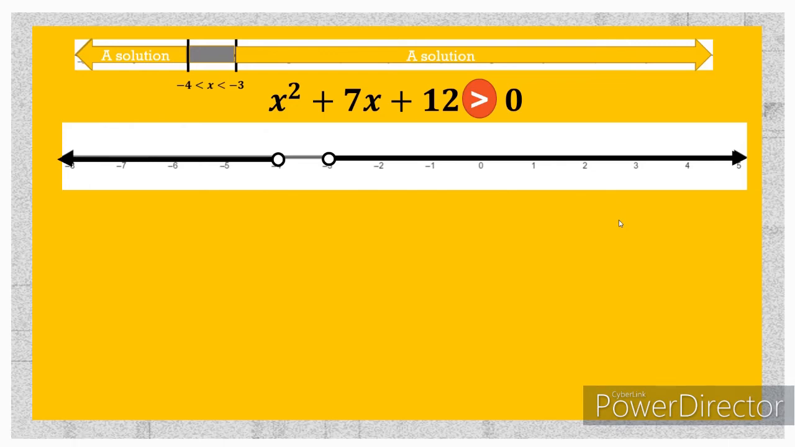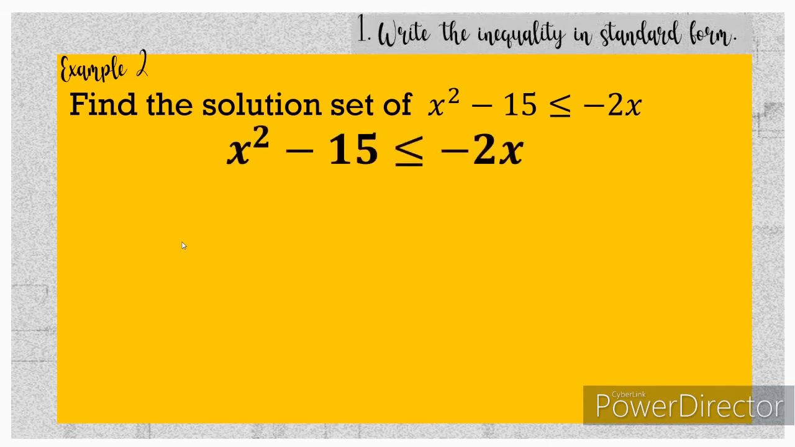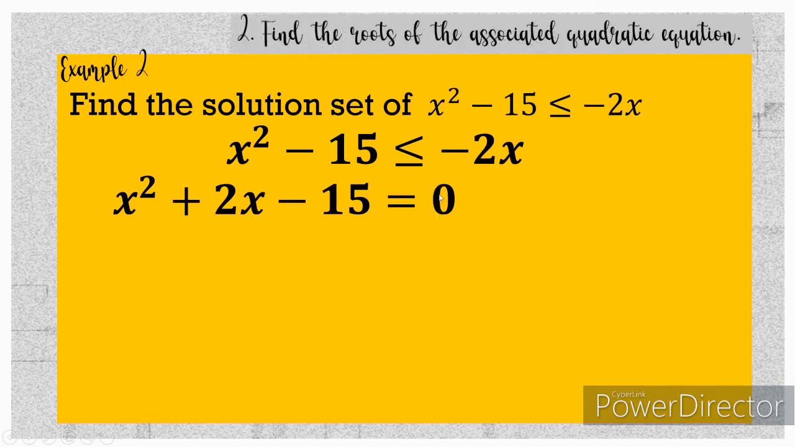And ito na po yung graph ng ating solution set ng quadratic inequality x squared plus 7x plus 12 is greater than 0. Next example, we have find the solution set of x squared minus 15x is less than or equal to negative 2x. First step, write the inequality in standard form. So, transpose lang natin yung negative 2x. We will be having x squared plus 2x minus 15 is less than or equal to 0. Then, find the roots of the associated quadratic equation. So, palitan lang natin yung sign ng equal sign.